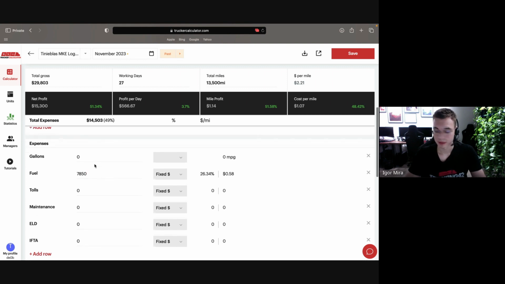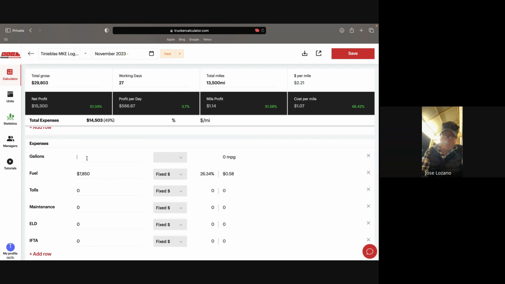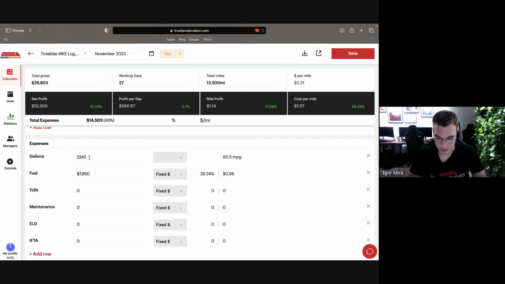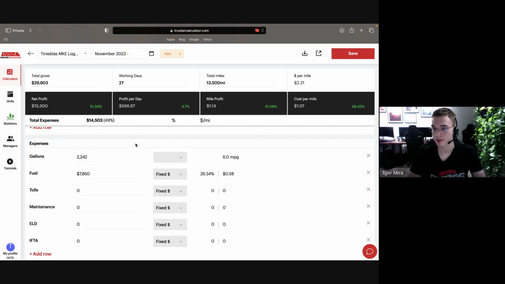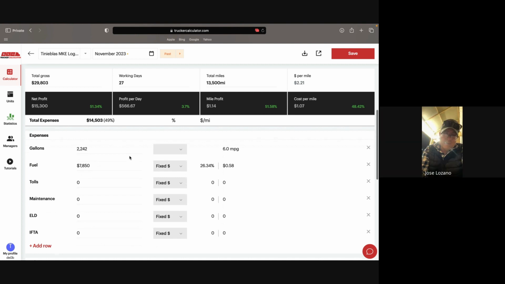The gallons, I got 2,242 gallons. 2,242. Yes, sir. So it's 6 miles per gallon. Yeah, average 6. Loaded is about 5.8. Unloaded is about 7 to 8, depends. But yeah, it's average.